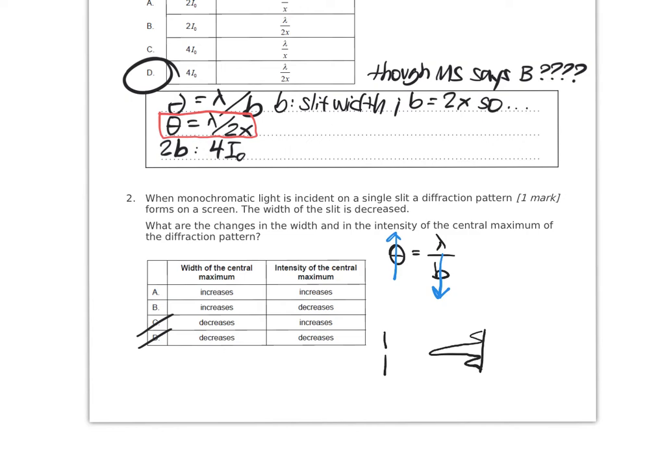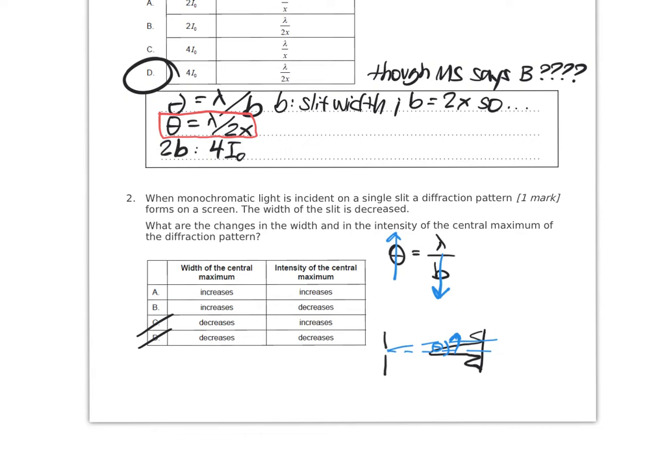Just to be clear what I'm talking about, I sketched in a very bad sketch of the intensity distribution. If this is the center line right here, the theta they're referring to is this angle to where the first minimum is. And so when I say that the angle is increasing, that means that this angle gets bigger. And so from the center of the primary maximum, the central maximum, to its edge, where the first minimum is, that gets bigger. So that would be the width of the central maximum that I'm talking about there.